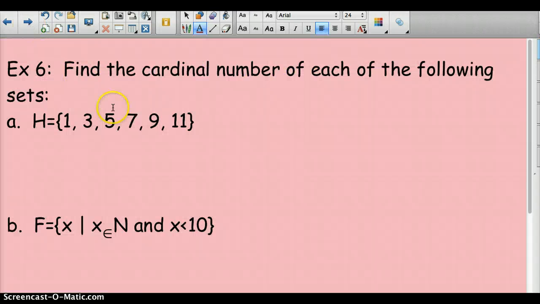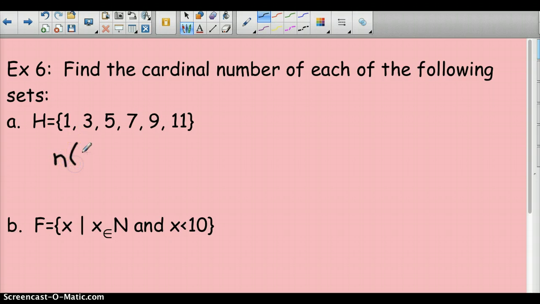So we're going to come to the next example. It says, what is the cardinal number of the following sets? Now, in order to do this, you're going to count the number of elements within the sets. It shouldn't be hard here. We're going to count 1, 2, 3, 4, 5, and there's 6 of them. So what do I write? I say the cardinality, or number of elements, of set H is 6. Easy stuff.